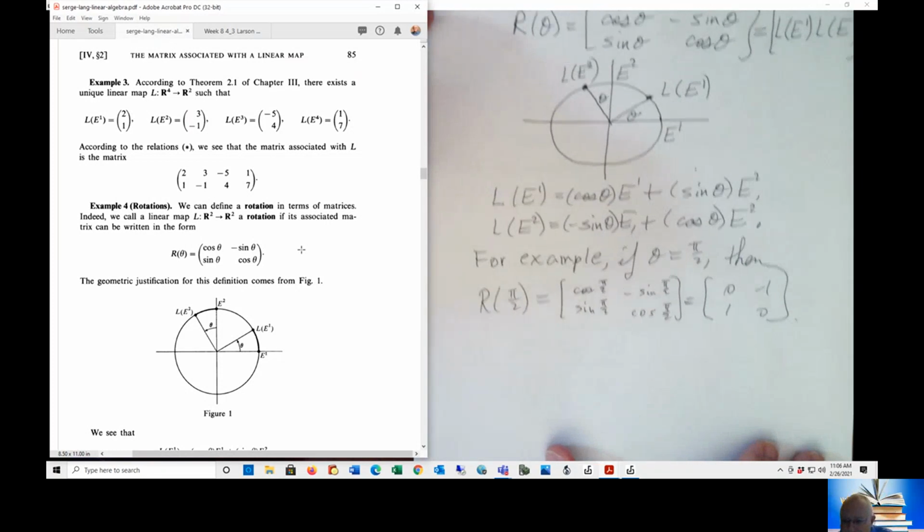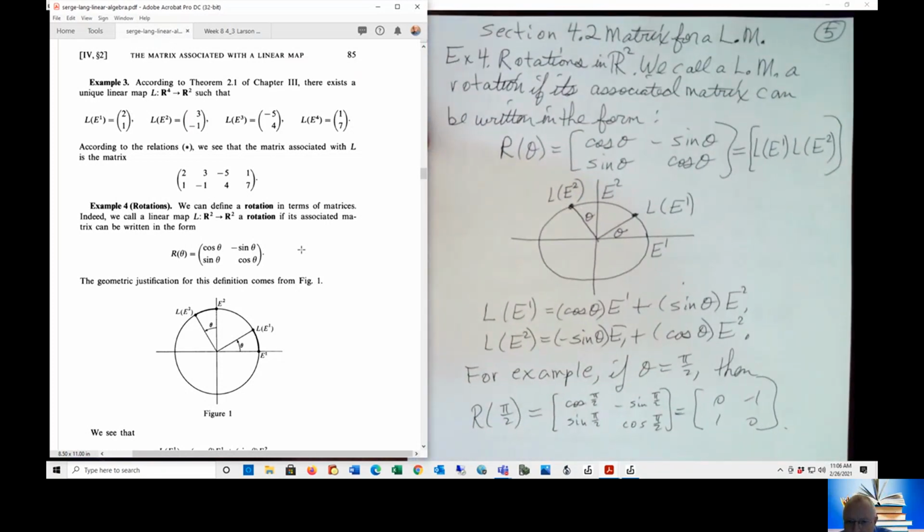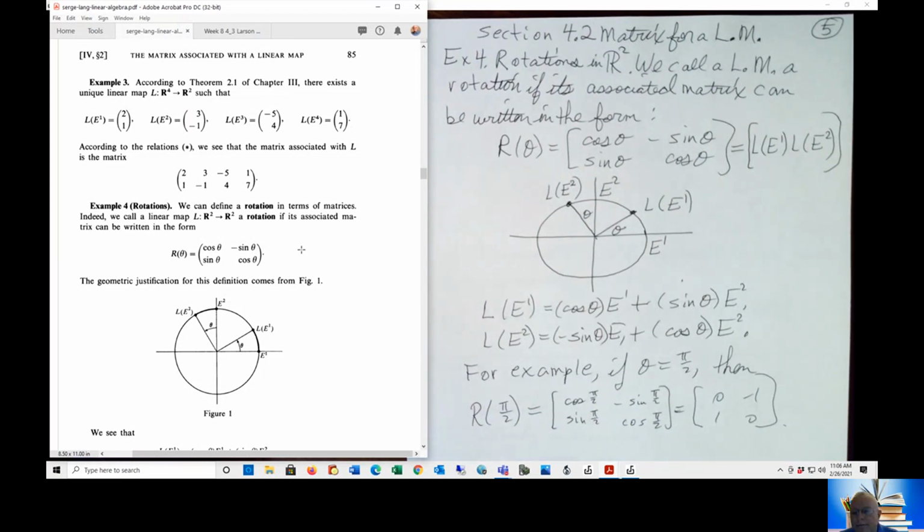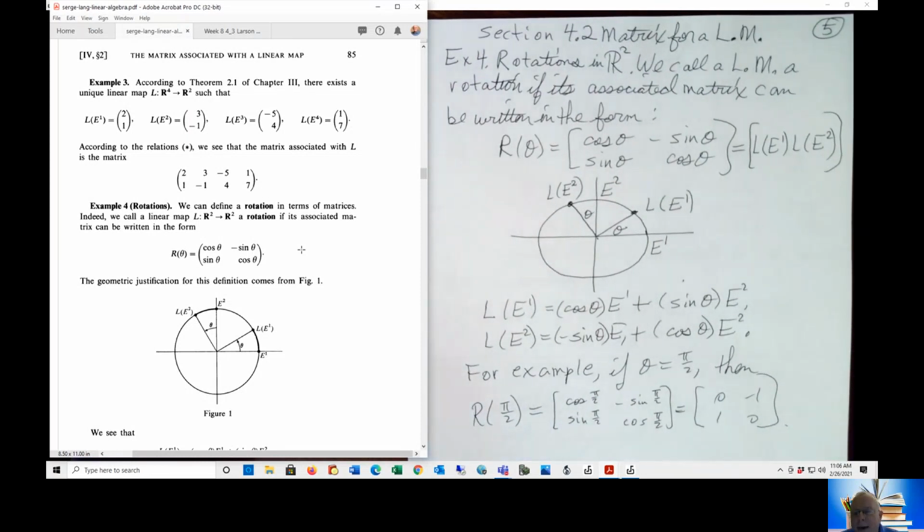which is rotations in R2. We call a linear mapping a rotation if its associated matrix can be written in the following form. R of theta equals this 2 by 2 matrix: cosine theta, negative sine theta, sine theta, cosine theta. And then the matrix is actually what? L of E1, L of E2.